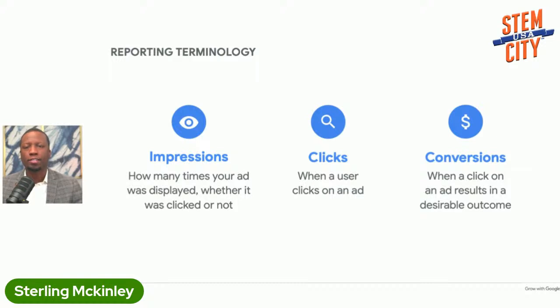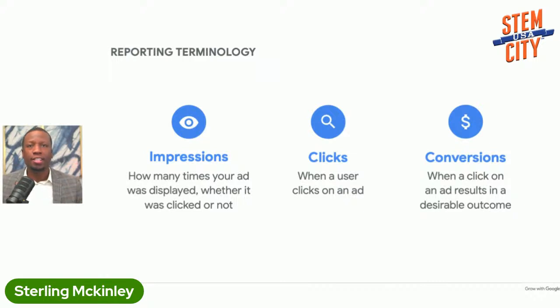Reporting terminology. There's a ton of different terminology in Google Ads, but let's focus on a few that you see quite commonly. Impressions. How many times your ad was displayed, whether it was clicked or not. So if you do a search and you type in jam and you see all these different ads for jam pop up, just these ads popping up, that's an impression. That's a potential chance for your customers to see your ad.